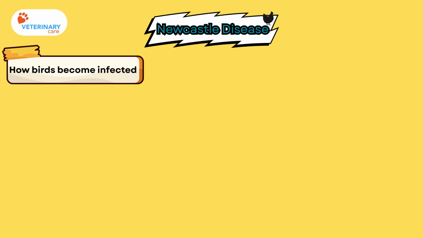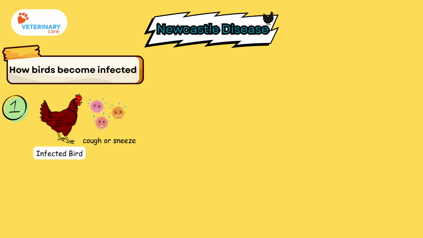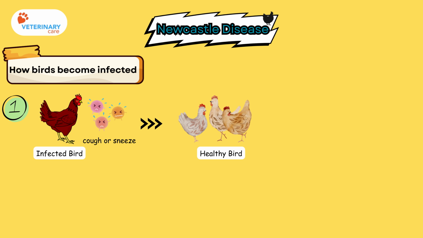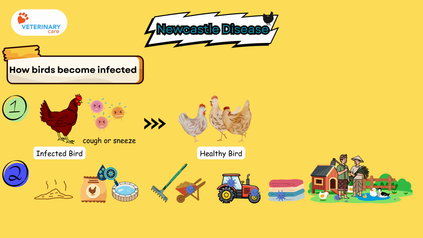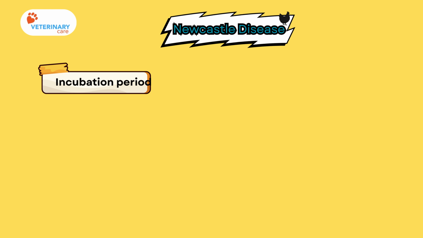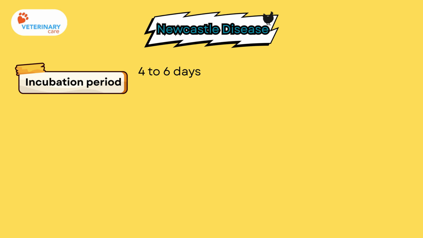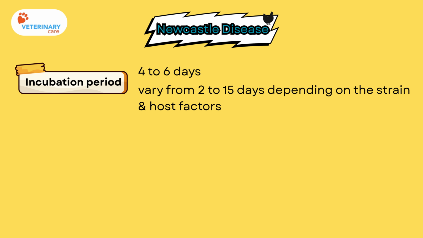The virus spreads very easily through respiratory droplets when infected birds cough or sneeze. It is also transmitted through feces, contaminated feed and water, equipment, vehicles, clothing, and even farm workers moving between flocks. The incubation period typically ranges from 4 to 6 days but can vary from 2 to 15 days depending on the strain and host factors.